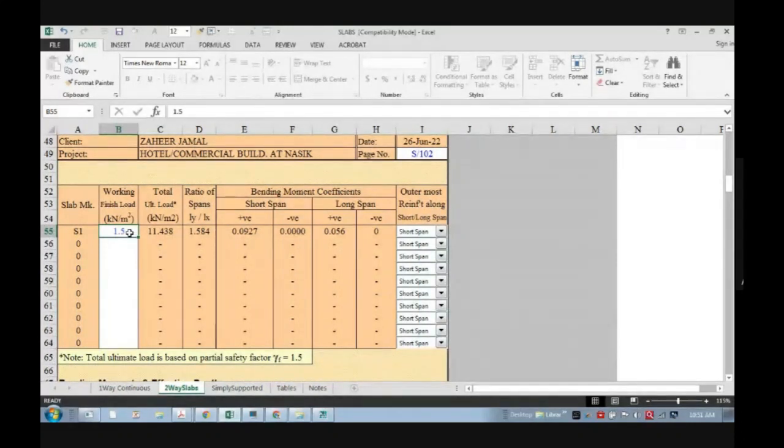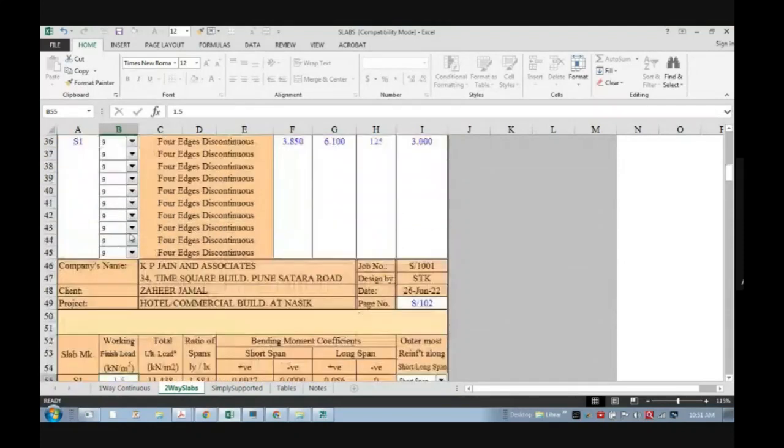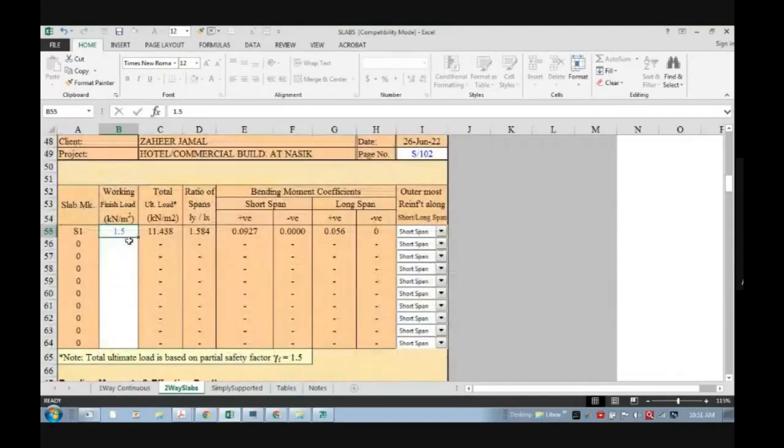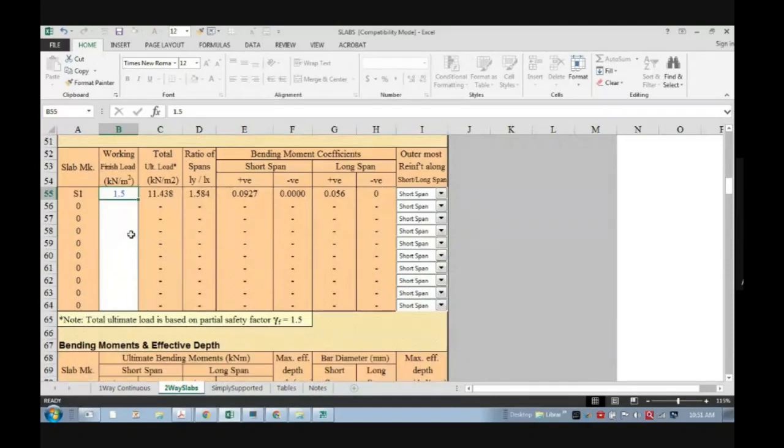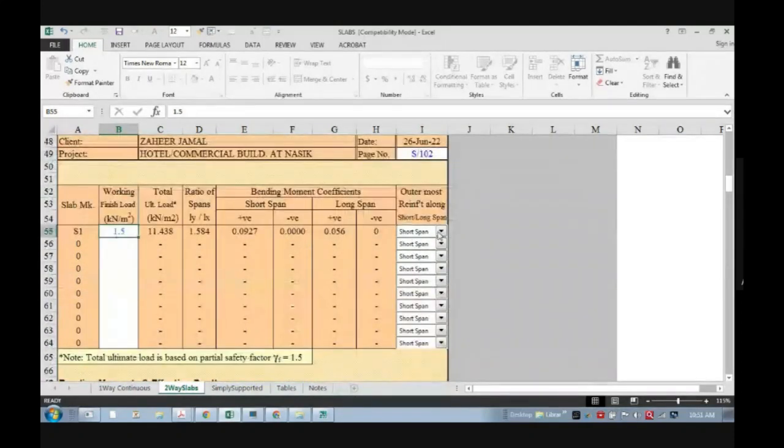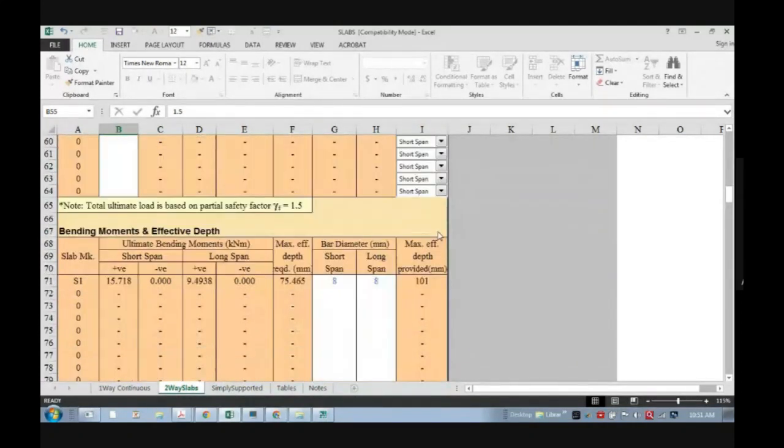I think those who are already done with the high-rise building, you know that design basis report and how to get these numbers. So those who are very new in our batches, please don't mind. You'll learn this in the upcoming sessions. Just for the time being, please assume this. It is a 1.5. It is a plain tile work and screed work. And we are putting steel at the shorter span.